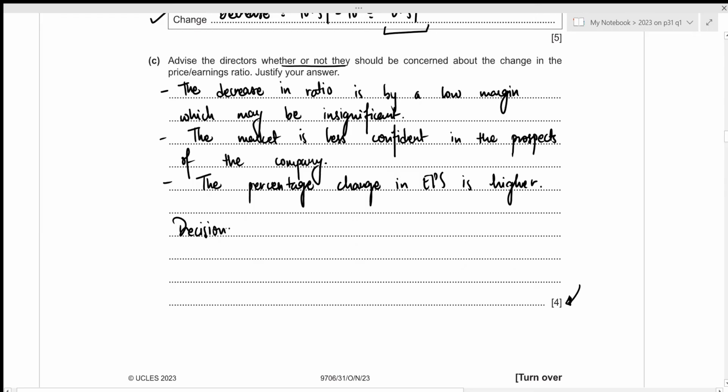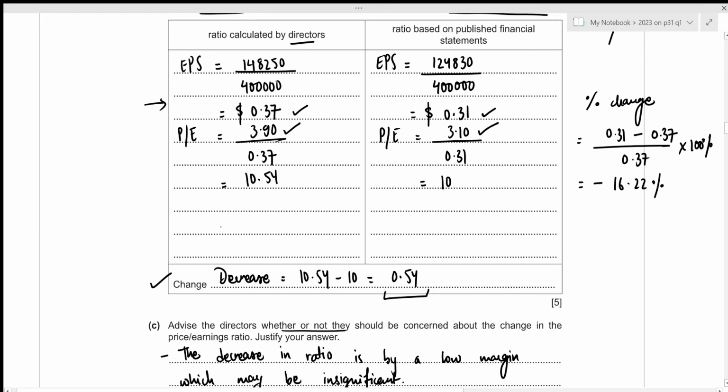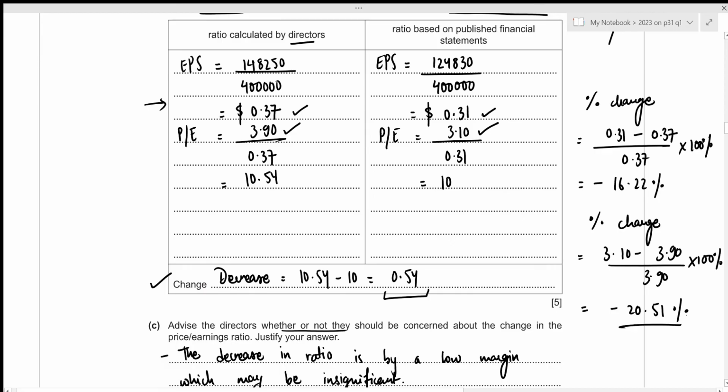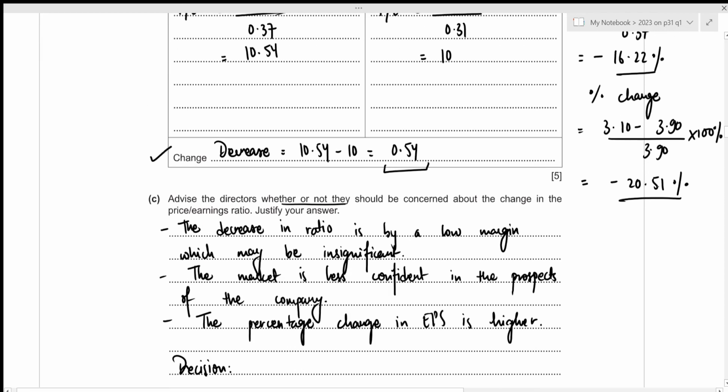So for our decision, let us also calculate the percentage change in the market price. So the new value is 3.10, previously was 3.90, divided by 3.90, times 100%. And this results in the value of negative 20.51%. So we can clearly see that the percentage change in market price per share is greater than the percentage change in our earnings per share. This means that the directors should be concerned about the investors' perception of their company. Let's write it down.